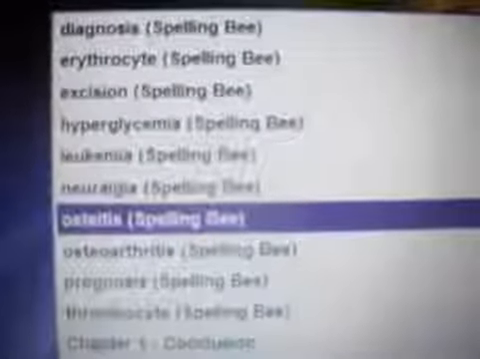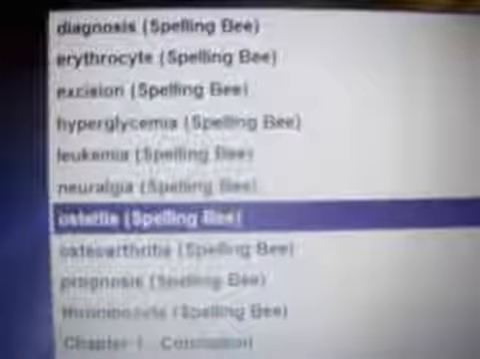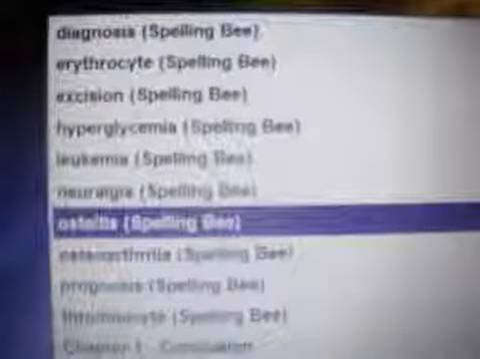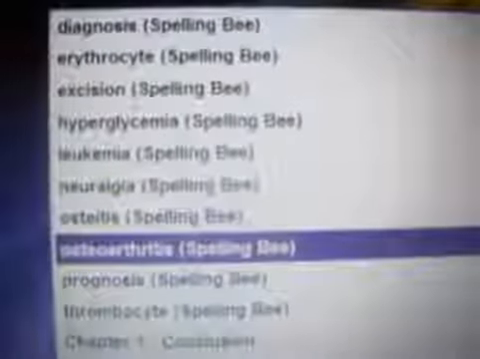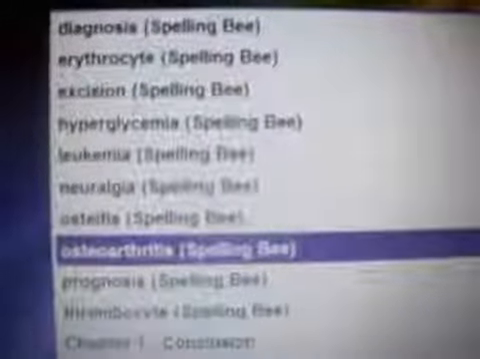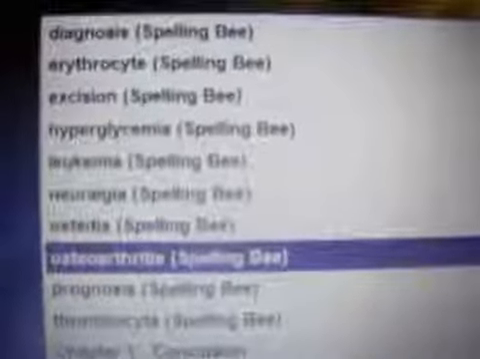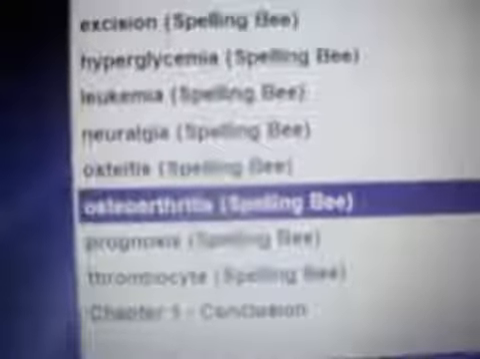Osteitis. Osteitis. O-S-T-E-I-T-I-S. Osteoarthritis. Osteoarthritis. O-S-T-E-O-A-R-T-H-R-I-T-I-S.